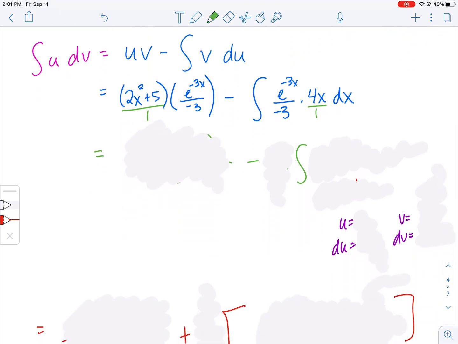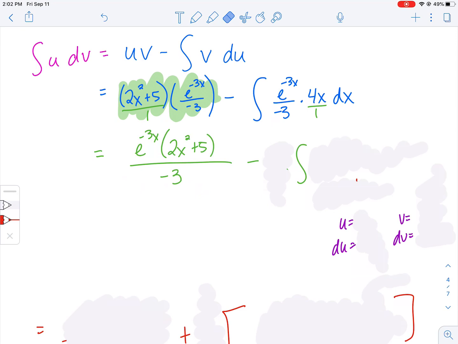In my first expression here, I'm just going to go ahead and combine those two fractions by multiplying numerators with numerators and denominators with denominators. So in the top, I have an e to the negative 3x times a 2x squared plus 5. You can put that in any order if you want to. You can, I guess, even distribute that e to the negative 3x through to both pieces if you wanted to as well. Just be careful with how you write your terms. My denominator then is a negative 3, so that piece is as simplified as I can make it.